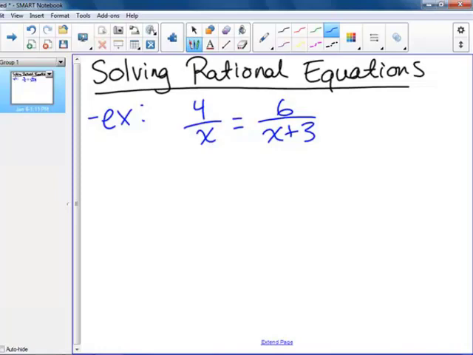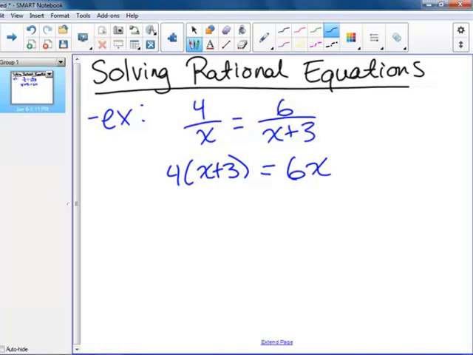So we should already know how to do these by cross multiplying. Okay, so we did this back with ratios and proportions. With proportions, if it's just a fraction equal to a fraction, cross multiply. So we would have 4 times x plus 3 equals 6x.